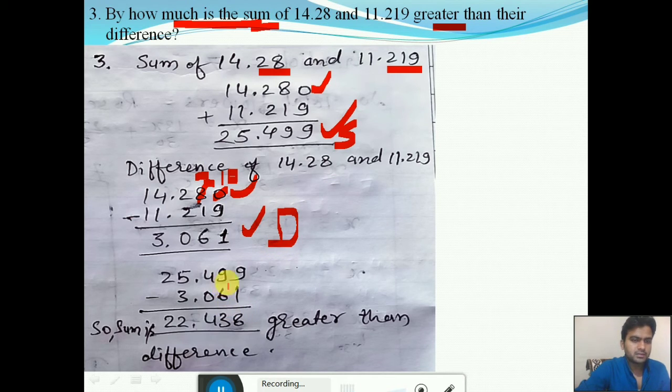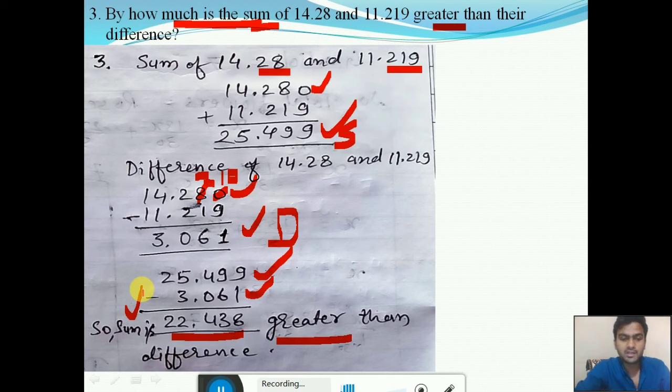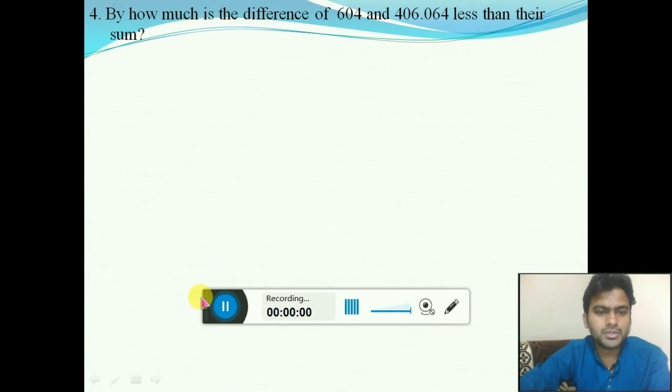Now subtract, thus find the difference of sum and their difference. So we got 9 minus 1, 8; 9 minus 6 equal to 3; 4 minus 0, 4; 5 minus 3 equal to 2; and 2 same as 2. So the sum is 22.438, which is greater than the difference. So the sum is 22.438 more than the difference. So our answer is 22.438. Question number 4 of exercise 3C.